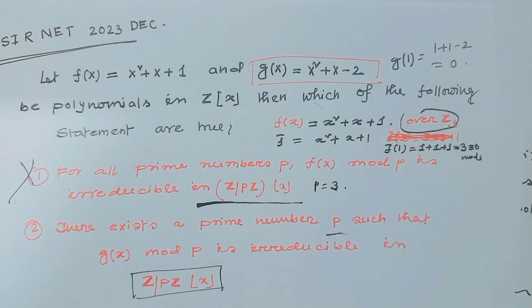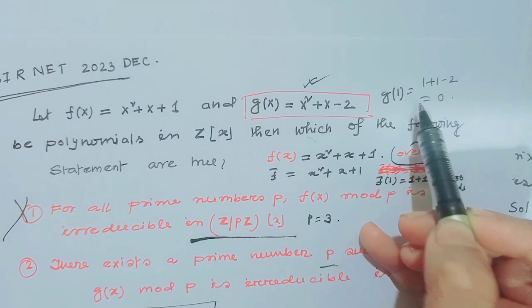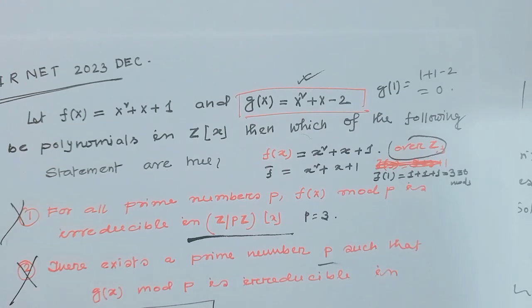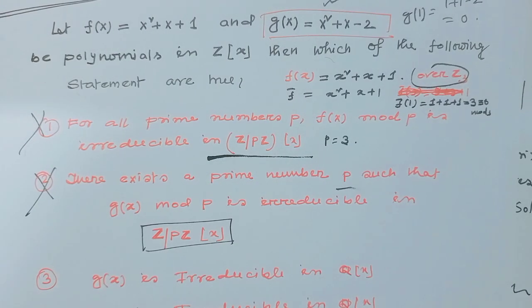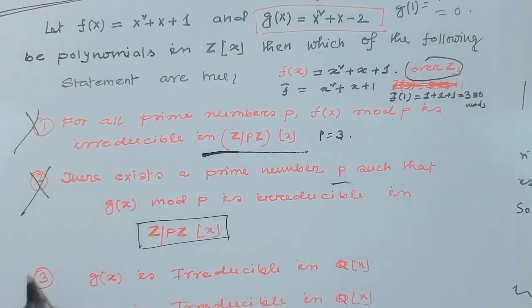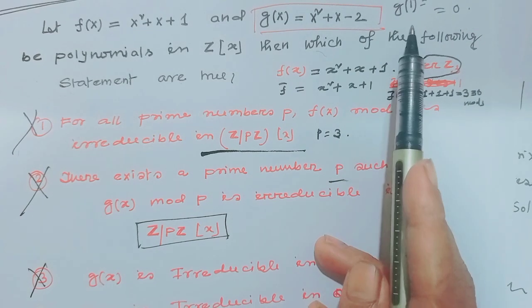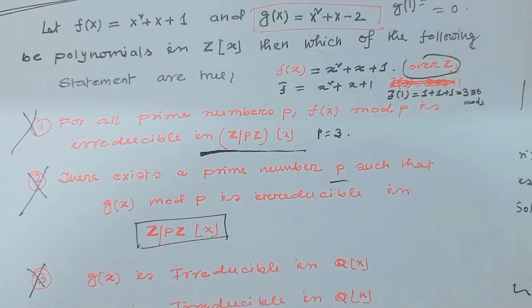Option 2: there exists a prime number p such that g(x) modulo p is irreducible in Z/pZ[x]. Since g(x) has a root at the point 1, this is also not true. Option 3: g(x) is irreducible in Q[x]. This is also not true, because g(1) = 0, that means it cannot be. It always has a root at the point 1.